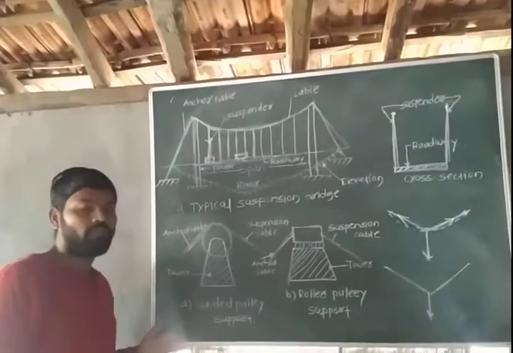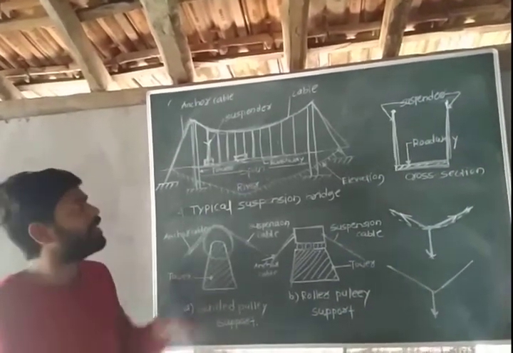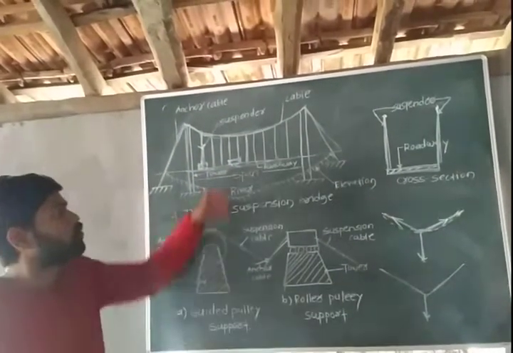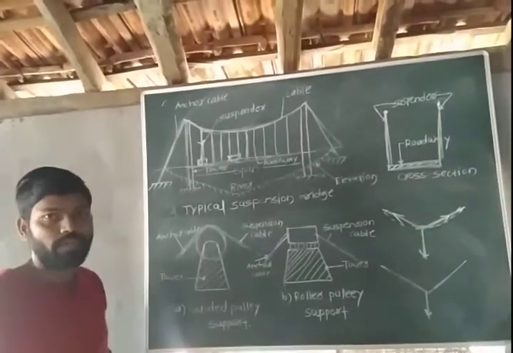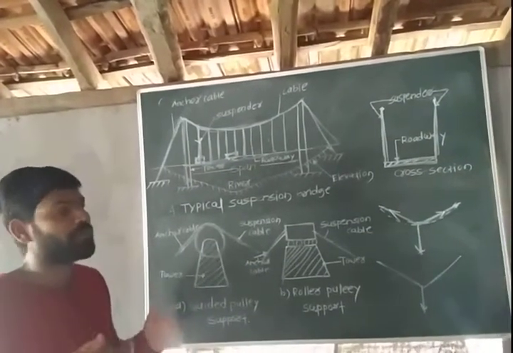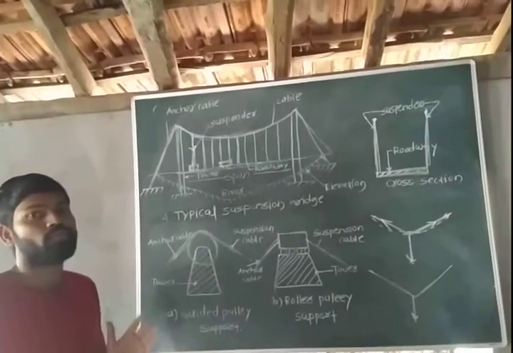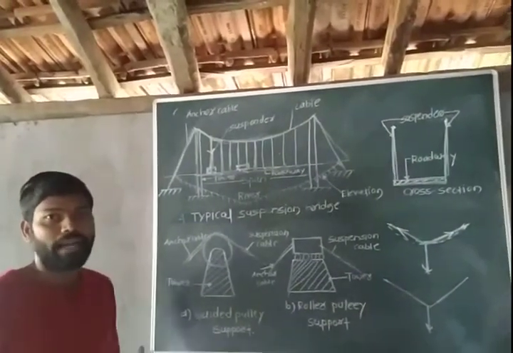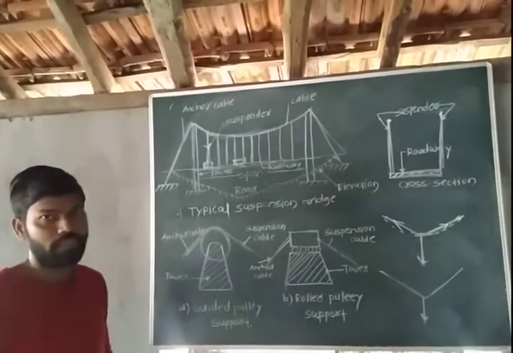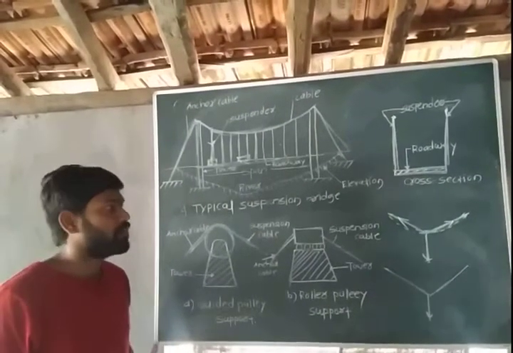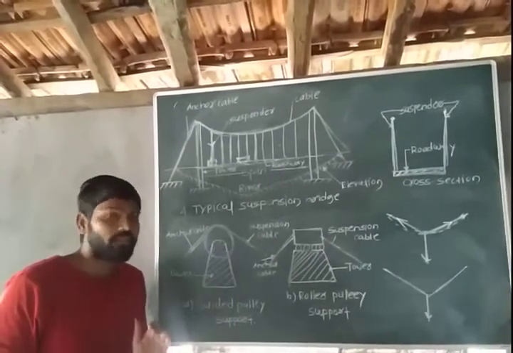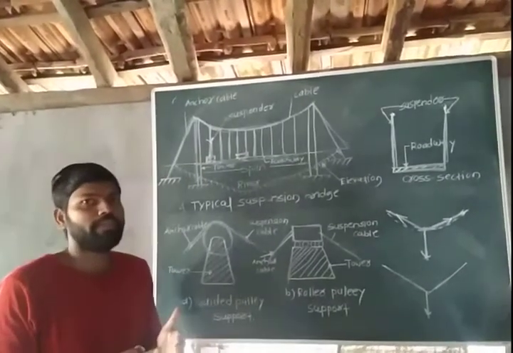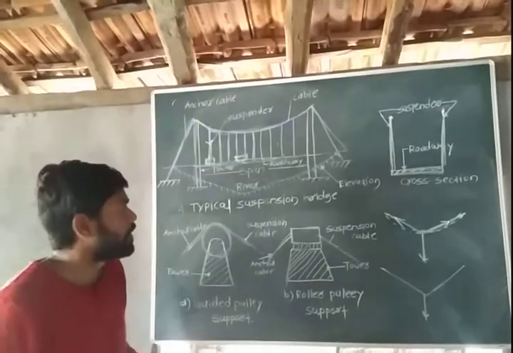So for pedestrian movement, it is okay to connect the suspender directly to the carriageway. But for heavy traffic movement, there should be some stiffness so that this road will not move or deflect laterally as well as longitudinally. So to provide stiffness, a stiffening girder is provided. Now what is meant by girder? Girder is nothing but a beam with a large span.